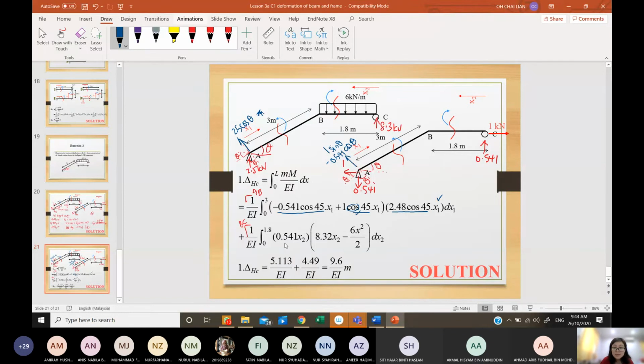Okay, now the next. 0.541 x2. Correct. This is 8.3 x2, correct, and minus 6 times x2 times x2 over 2, correct. So I think this statement is no problem, but the calculation maybe you need to help me.